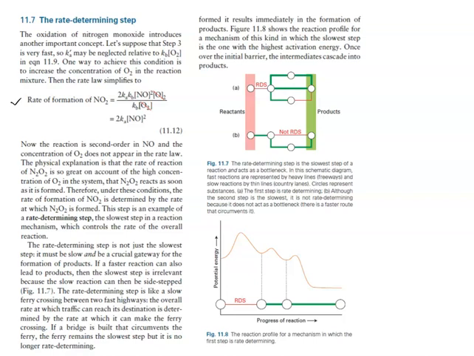Let's take a look at figure 11.8. It shows the reaction profile for a mechanism of this kind in which the slowest step is the one with the highest activation energy. So if we take a look at figure 11.8, you can see the reaction profile for a mechanism in which the first step is rate determining, or RDS is our rate determining step.